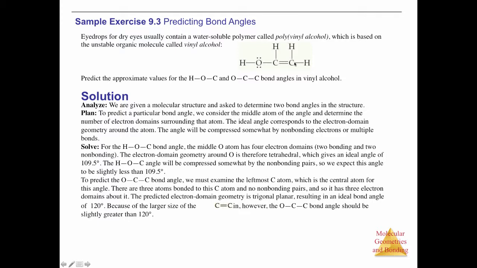bond angle, we must examine the leftmost carbon atom, which is the central atom for this angle. There are 3 atoms bonded to this carbon atom, 1, 2, 3, and no non-bonding pairs. And so it has 3 electron domains about it. The predicted electron domain geometry is trigonal planar. So we have 1, 2, 3 domains. This carbon is trigonal planar, resulting in an ideal bond angle of 120 degrees. Because of the larger size of the carbon-to-carbon double bond, however, the OCC bond angle should be slightly greater than 120 degrees.